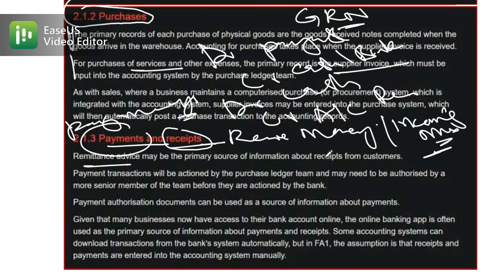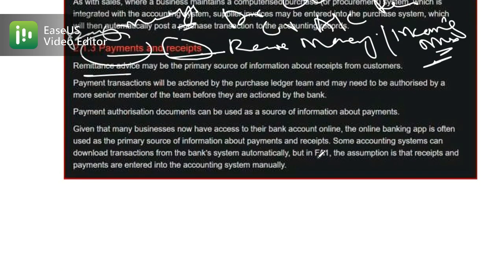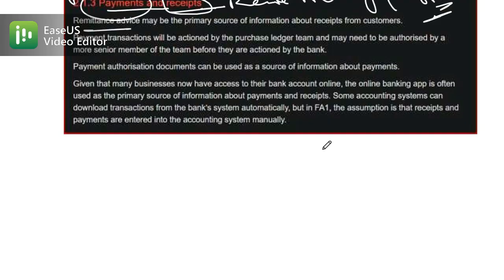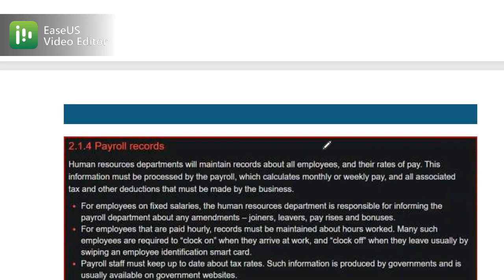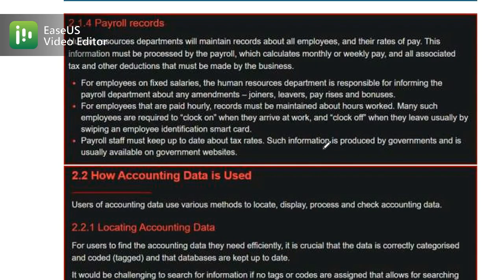So that's payment and receipt. What we have understood is that receipts are usually backed by remittance advice or bank records, and payments are backed by authorization documents and bank confirmation. Online banking applications are now central to managing and verifying these transactions. Whether manual or automated, these records must be entered accurately into the accounting system.